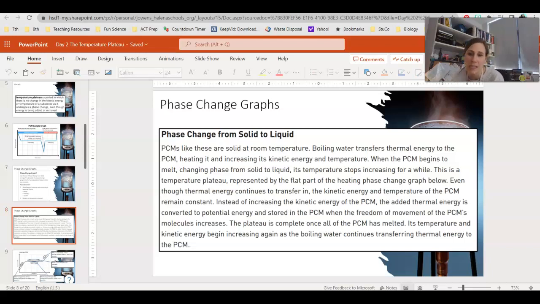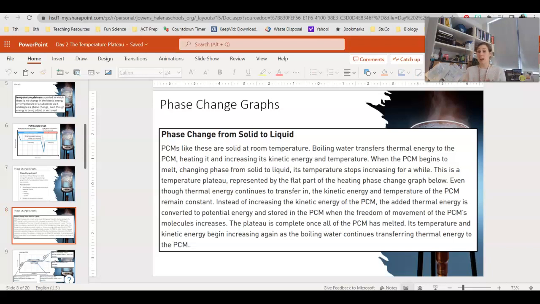Okay, so instead of increasing the kinetic energy of the PCM, the added thermal energy is converted to potential energy and stored in the PCM when the freedom of movement of the PCM's molecules increases. The plateau is complete once all of the PCM has melted. Its temperature and kinetic energy begin increasing again, so it's stored up a lot, and now the temperature can start going up a little bit more. But again, it's still stored. Temperature can begin increasing again as the boiling water continues transferring thermal energy to the PCM.